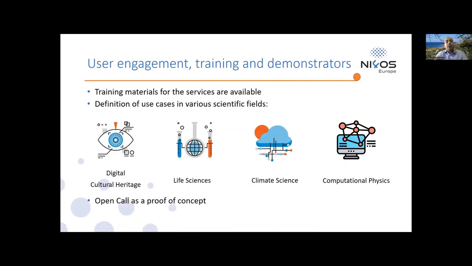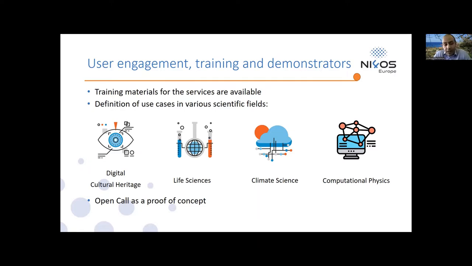So finally, what I would like to say is that we also include user engagement, training and demonstrators in order to make sure that all the services that have been onboarded on EOSC are functional, harmonized with the EOSC principles, and of high level, TRL 8 or 9. So once we onboard a service, we provide training material on this service.